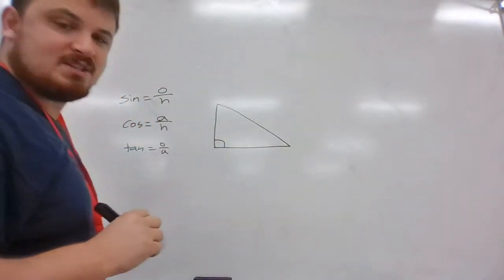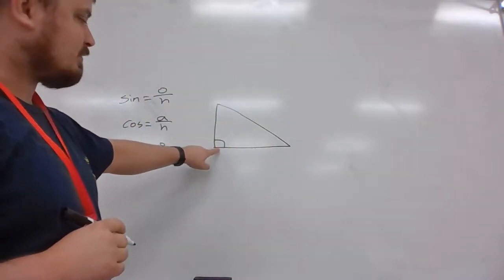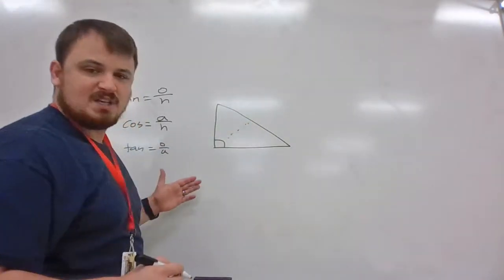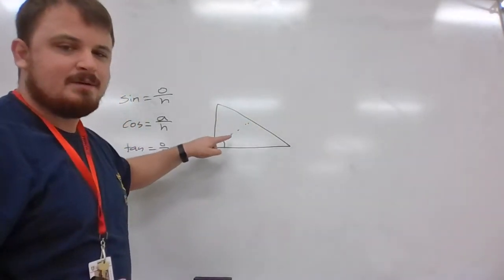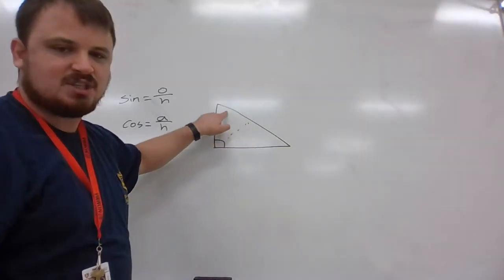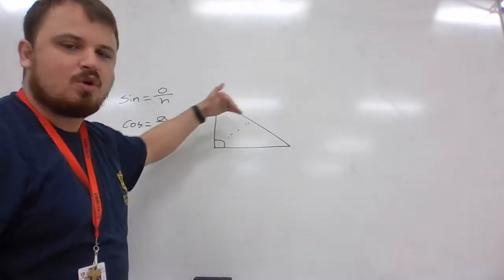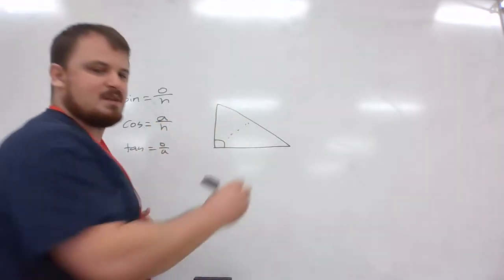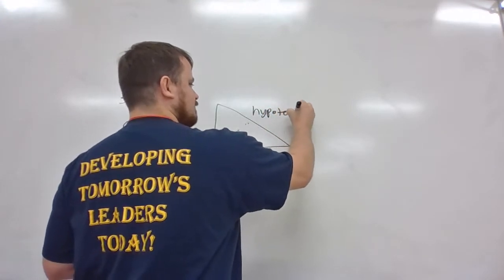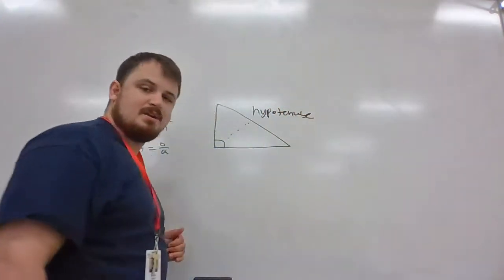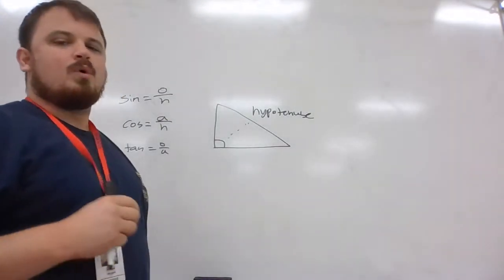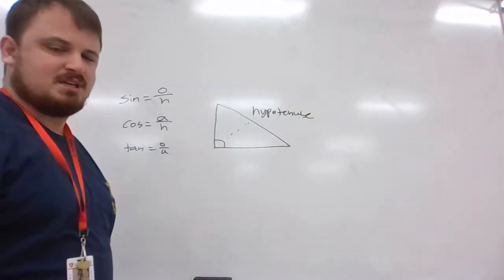So the easiest thing is always going to be wherever the 90-degree angle is, the side across from it, or in other words, the side that's not touching that angle. Notice that this side touches the top angle, touches the bottom angle, so it's across from the 90. So across from the 90 is the hypotenuse, okay? Most everyone, normally when they get this, that's not the one they mix up. What will happen is you'll start to mix up opposite and adjacent.